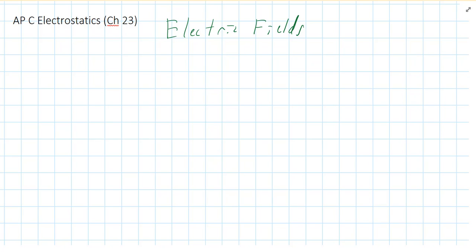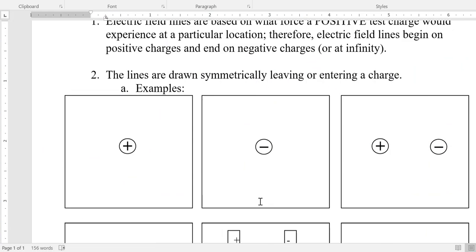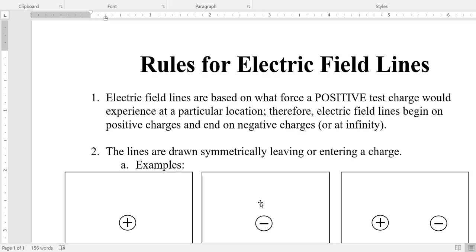Hey folks, for this video we're going to talk about electric fields. And I'm going to start with this handout. Now if you're in my class, you're going to have access to this handout, so you don't need to copy everything. So what are electric fields?